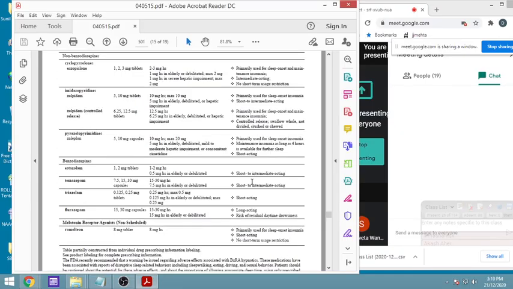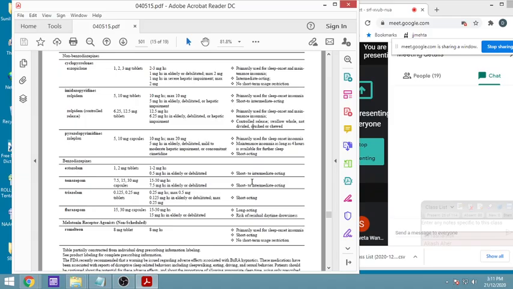Then next is zaleplon. So this is the third Z drug. So these are three Z drugs we have seen: zopiclone, zolpidem, and zaleplon. These all three we call a Z class of drug. It is a pyrazolopyrimidine, and the dose is 5 to 10 milligram capsule. It is used for sleep onset insomnia and maintenance of insomnia, as long as 4 hours is available for further sleep, and it is short acting. So in both cases it is very good.